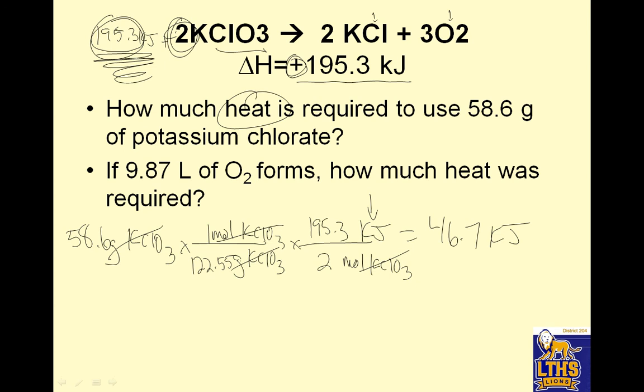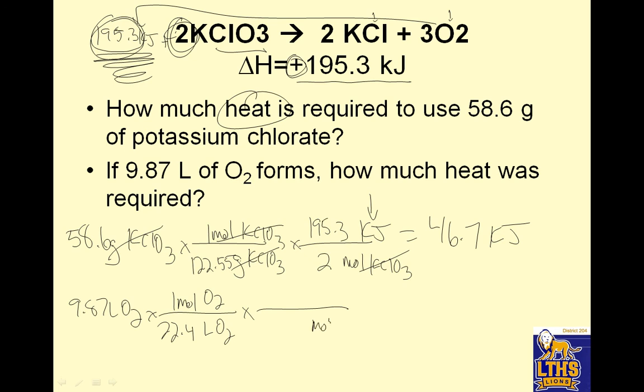Okay. If 9.87 liters of O2 forms, how much heat was required? So 9.87 liters of O2. Now I'm going to take this and turn it into heat again. Hate you, liters of O2. I'll always go through moles. Now if you notice, we did all these other problems and they were a lot longer. These are a little bit shorter because you go right into kilojoules. You don't have to go through moles of kilojoules. So if I have moles and kilojoules, the coefficients give me that equivalency. 195.3 kilojoules is equivalent to 3 moles of O2. So I'm really multiplying by 1 because these two equal each other, like if I multiplied by 2 over 2. 9.87 divided by 22.4 times 195.3 divided by 3 is 28.7 kilojoules.